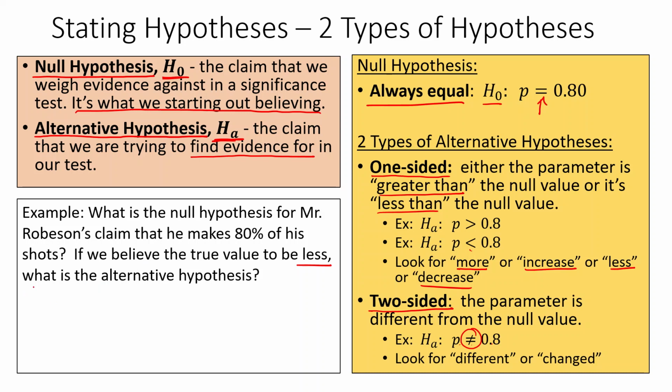So first thing, before we write hypothesis, we need to define the parameter. So P is the true proportion. And I always start off writing the word true. It's the same thing as writing the word population, but true is shorter. So true proportion of shots Mr. Robeson makes in trash kickball.